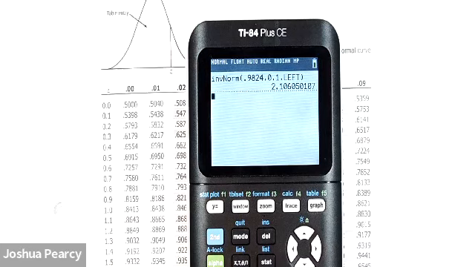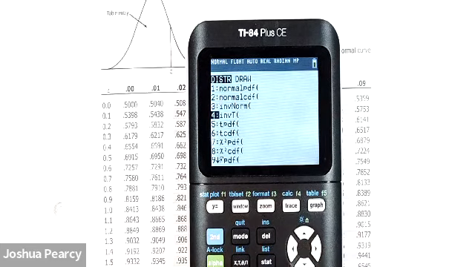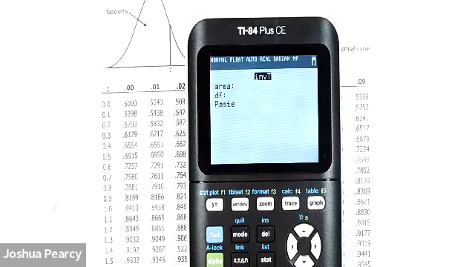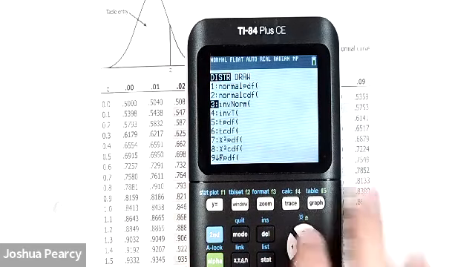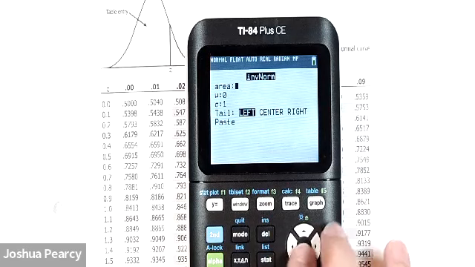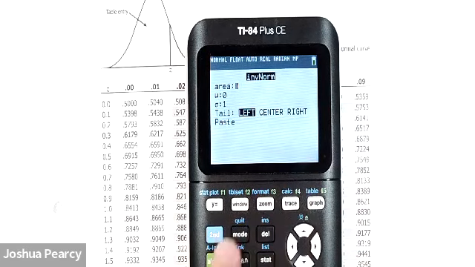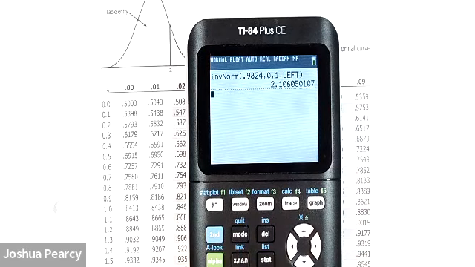If you have the newer TI-84, you have the option to change it to the right or two-tailed. Does it give you the option for two-tailed? Wrong button, that's inverse T. We don't do that. So it's either left or right. We're not going to worry about the center.